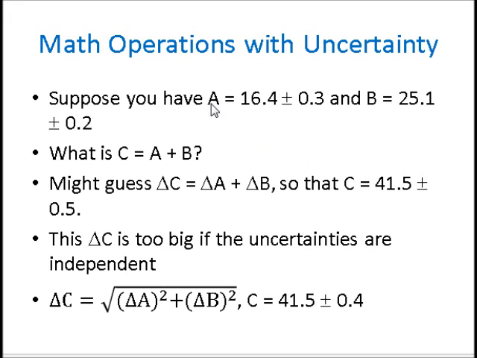We have two numbers A and B, and we want to find C. Well, you might guess you just add the uncertainties together, but that's not quite right. The uncertainty in C would be a little too large if you did that. The correct way is to use something called the root mean square or quadrature, where you add the uncertainties, square them, and then take the square root. In this case, the uncertainty is a little smaller than it was in that case.